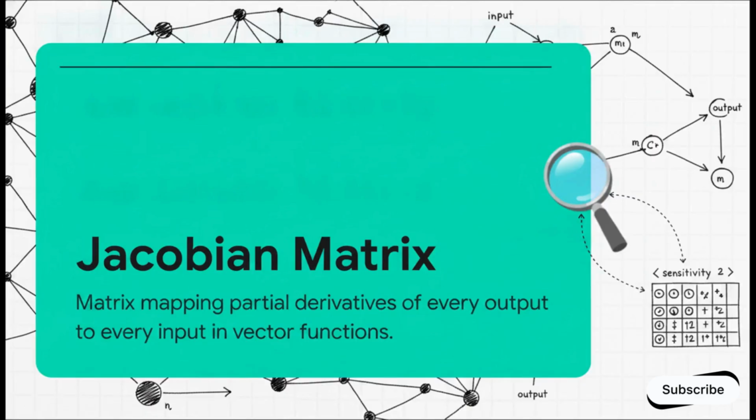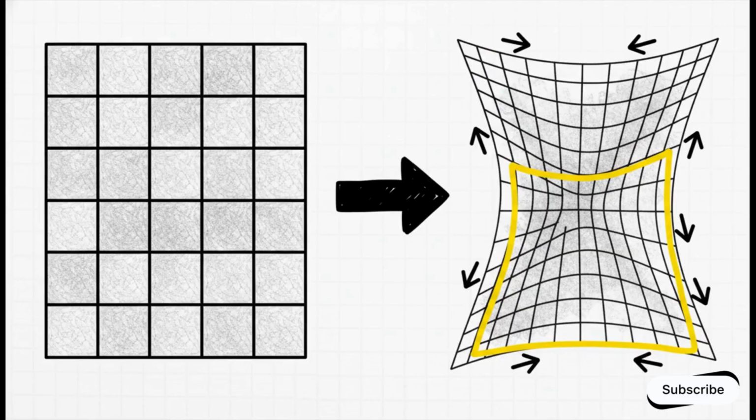Row i tells you exactly how gauge i reacts to all the dials, and column j tells you how all the gauges react to dial j. But you see, the Jacobian isn't just some abstract array of numbers. It represents a physical deformation.